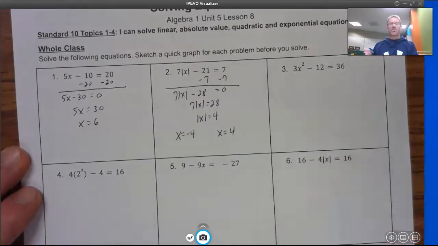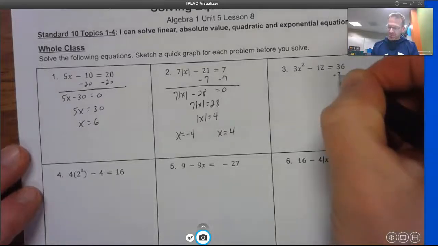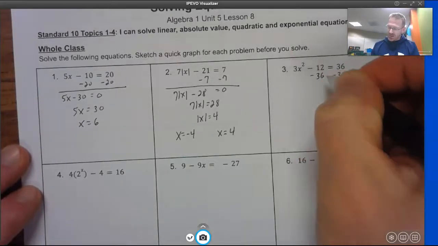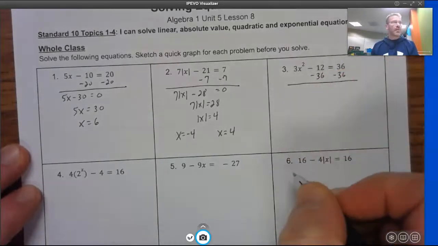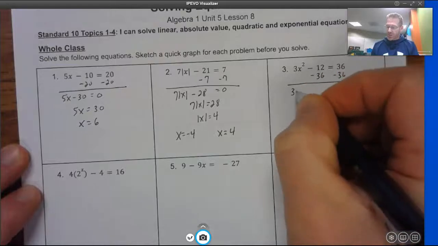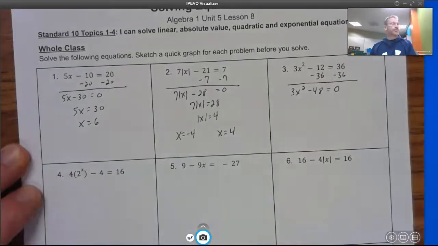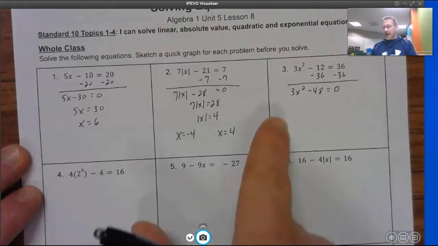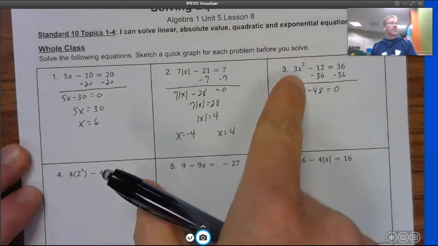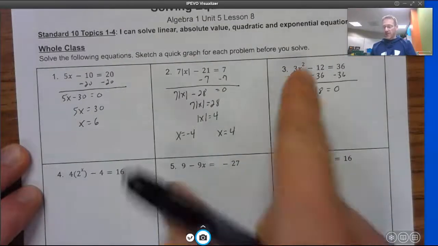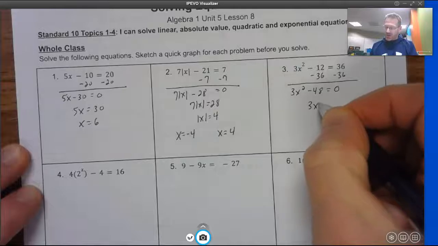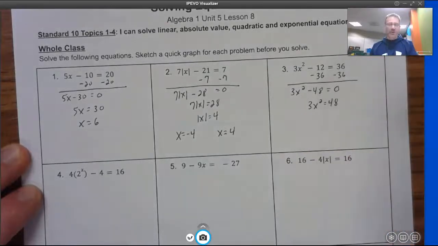It's not equal to 0, so I'm going to get it equal to 0. All right, so subtract 36 from both sides. So 3x squared minus 48 is equal to 0. All right, so now using that 0 property, what minus 48 is 0? 48. So that means 3x squared has to be 48.